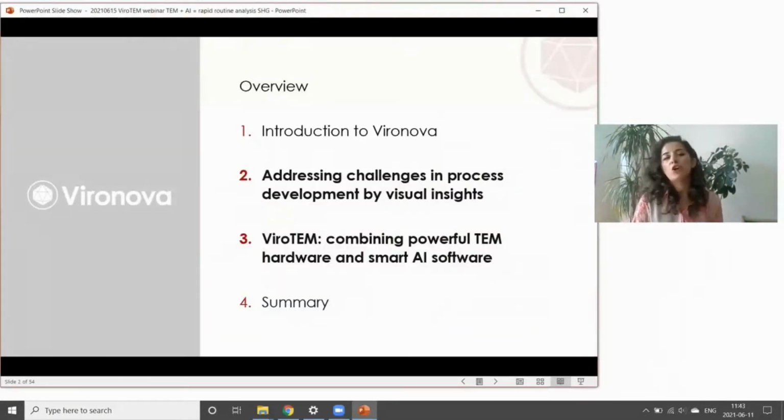I will start with giving a bit of an overview. First, I will give you an introduction to Vironova and look at the challenges in process development by visual insights. Then I'll follow up with talking about the ViroTEM system and how combining powerful TEM hardware and smart AI software can give you really valuable insights. Then I'll wrap up with a summary. I'm going to try to keep this at a medium level, not too much detail, but packed with useful information. I'm happy to take questions after the presentation.